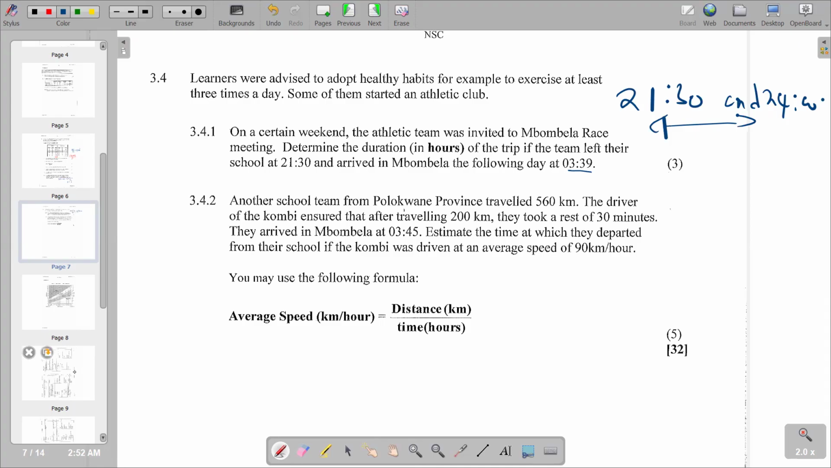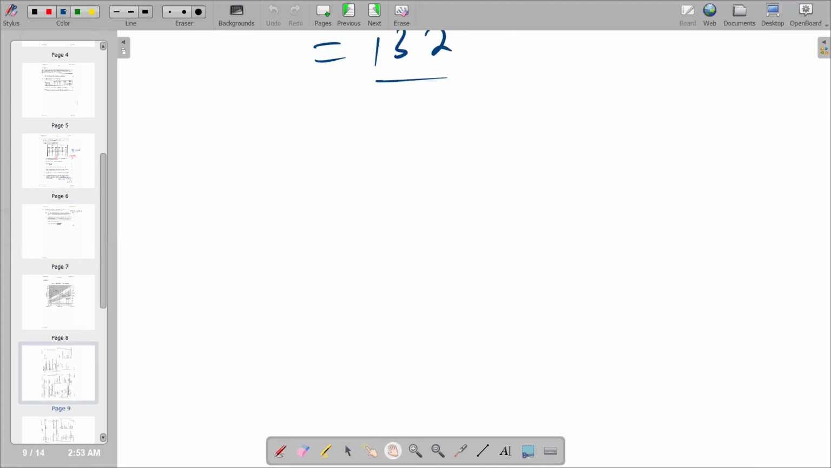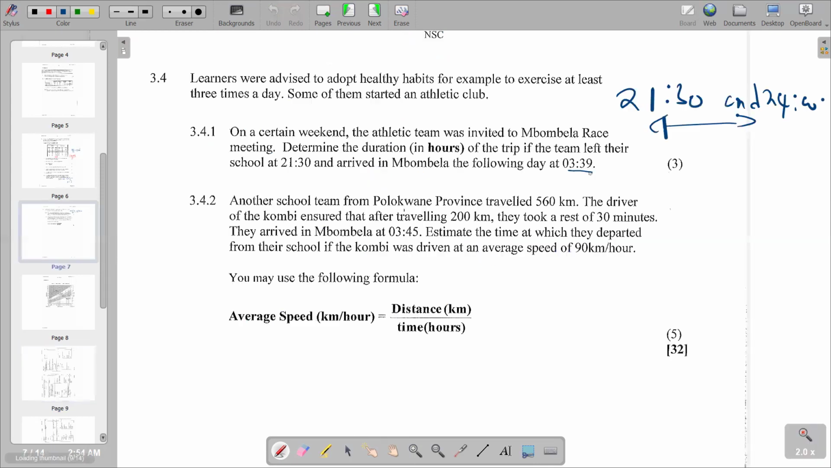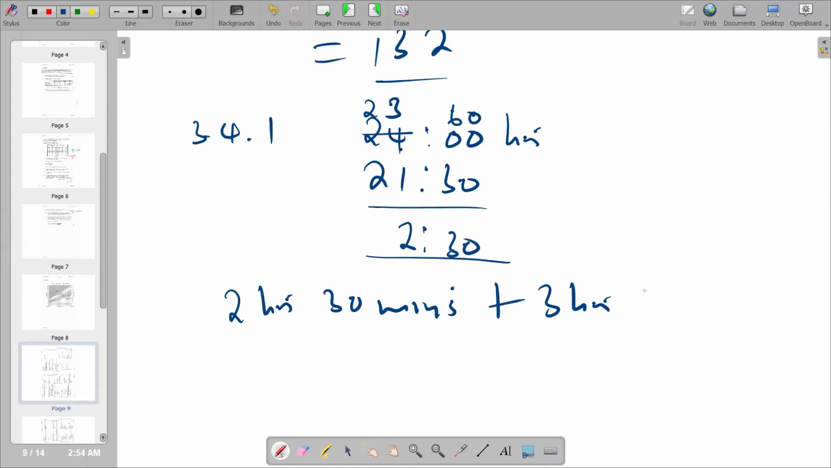So we're going to say on our other section, remember this is going to be 3.4.1, whereby we are saying 24:00 minus 21:30. We try to calculate it and see that here we've got 2 hours 30 minutes from 21:30 to the end of the day, which is 24:00. 2 hours 30 minutes. Then we add 39 for the following day, which is 3 hours 39 minutes.